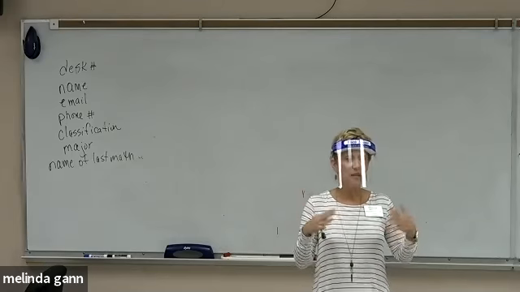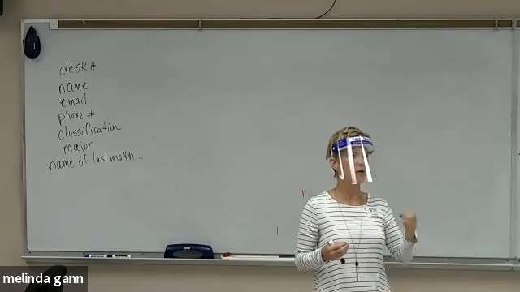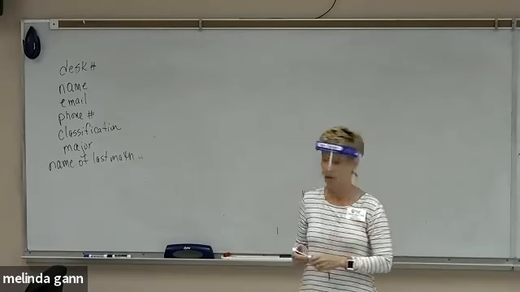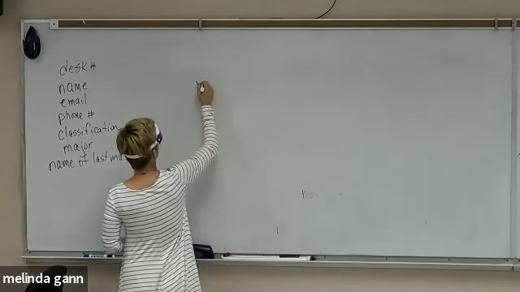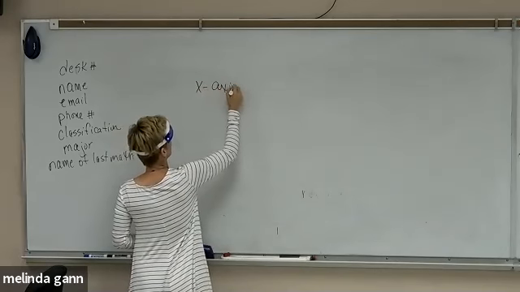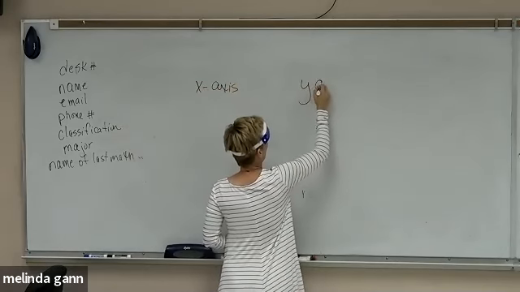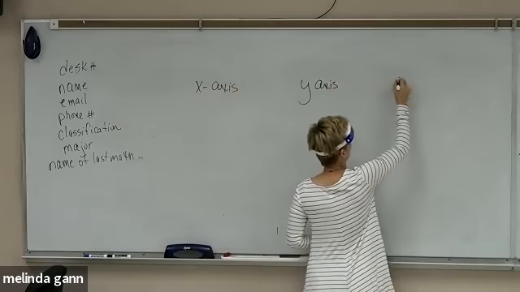Now, there's lots of kinds of symmetry, but we're going to talk about only 3 kinds. Okay? We're going to talk about x-axis symmetry. We're going to talk about y-axis symmetry, and we're going to talk about origin symmetry.